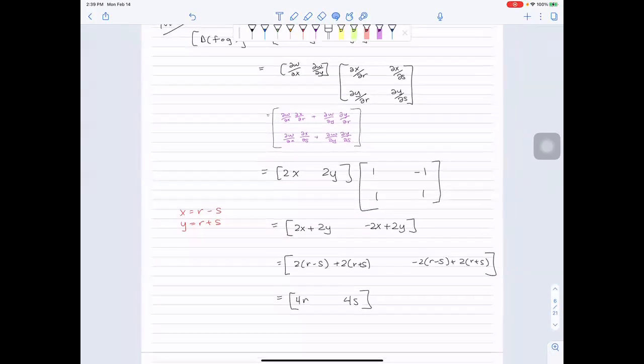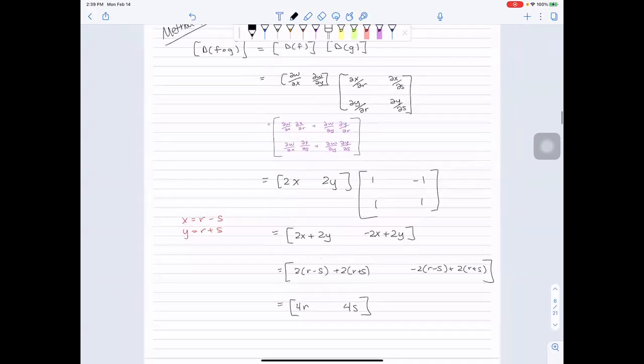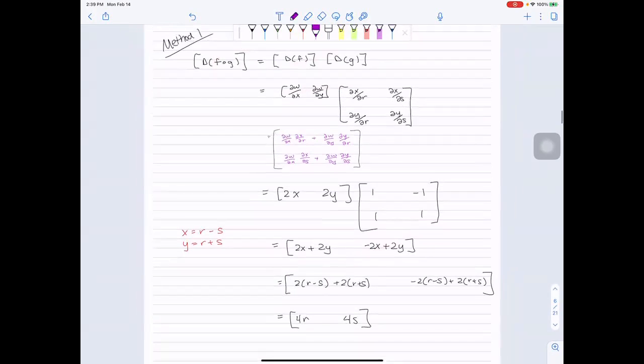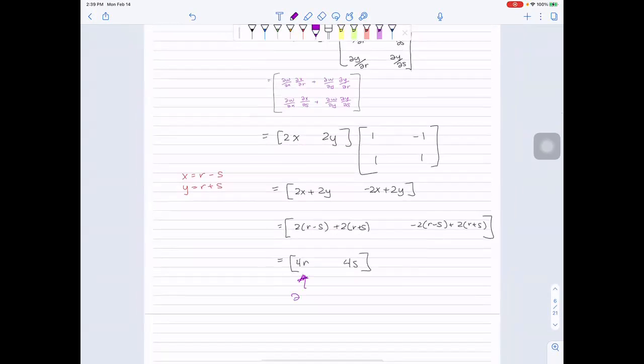Okay. And why I showed that is because this is our first method. We multiplied everything out, and our answer would be that this 4r is our partial of w with respect to r, and this is partial of w with respect to s. That was what our question was asking us.